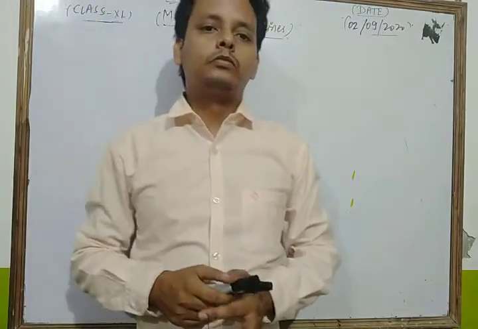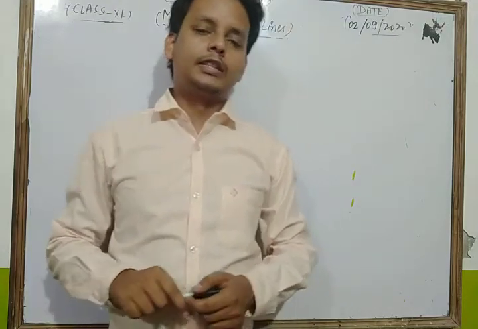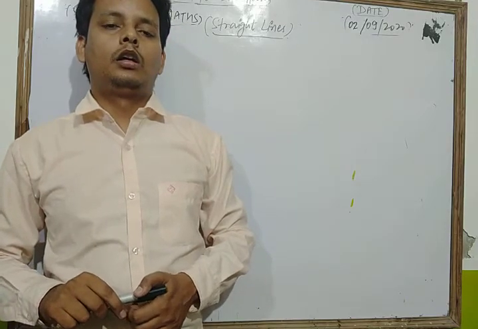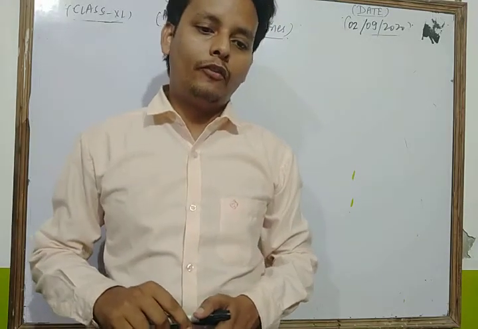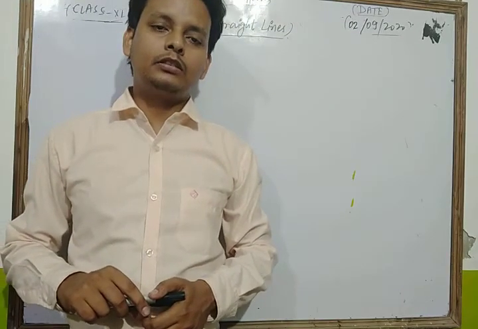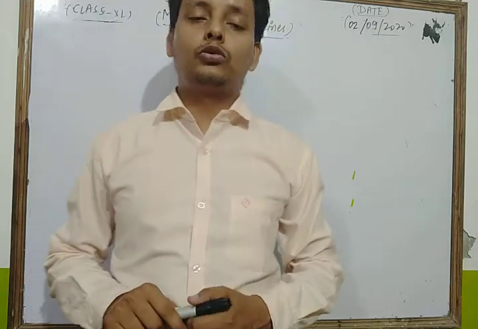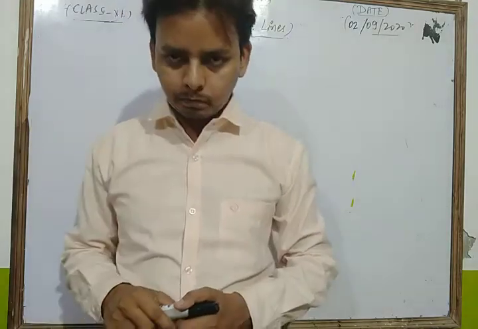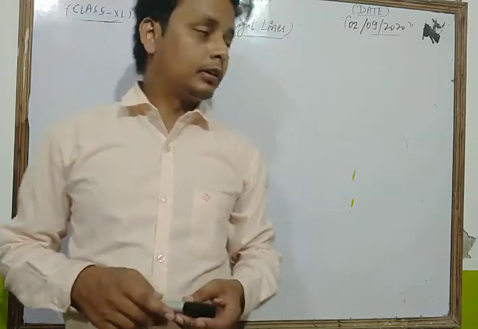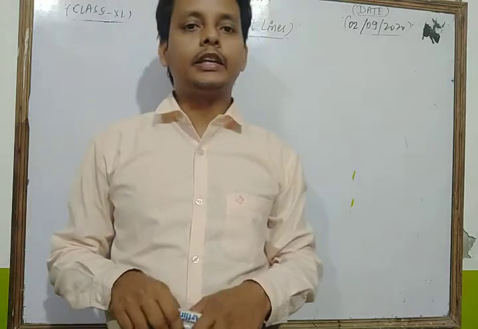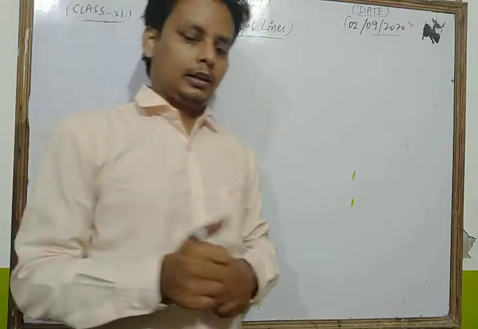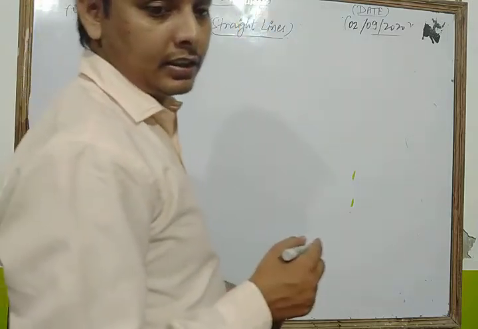Dear students, in the previous class we discussed the chapter straight line, and in that chapter we discussed the equation of a line in slope form and in distance form, and we derived those equations of line. Now we revise that topic one more time and solve some questions based on them. So let's see once more the distance form of a line.